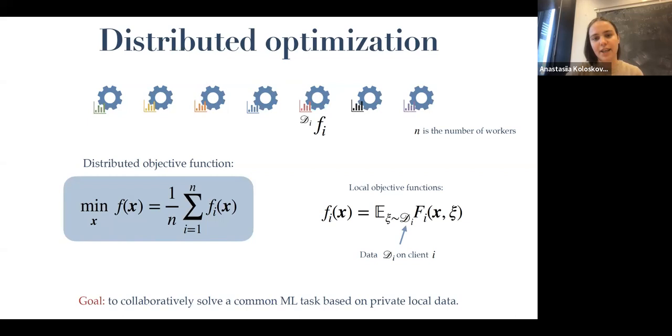So if you define F_i as a loss function based on local data points, then the goal of this optimization problem is to find the minimum of the joint loss function, which is the average of all local loss functions F_i.